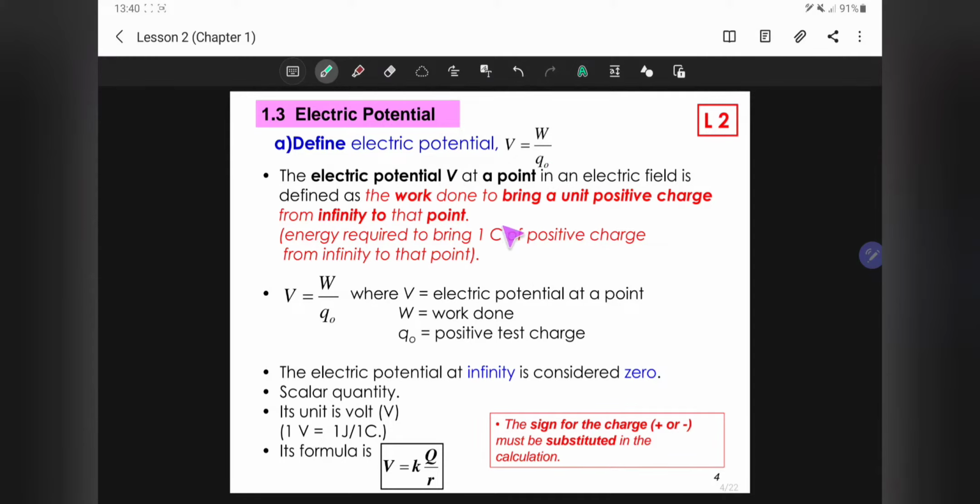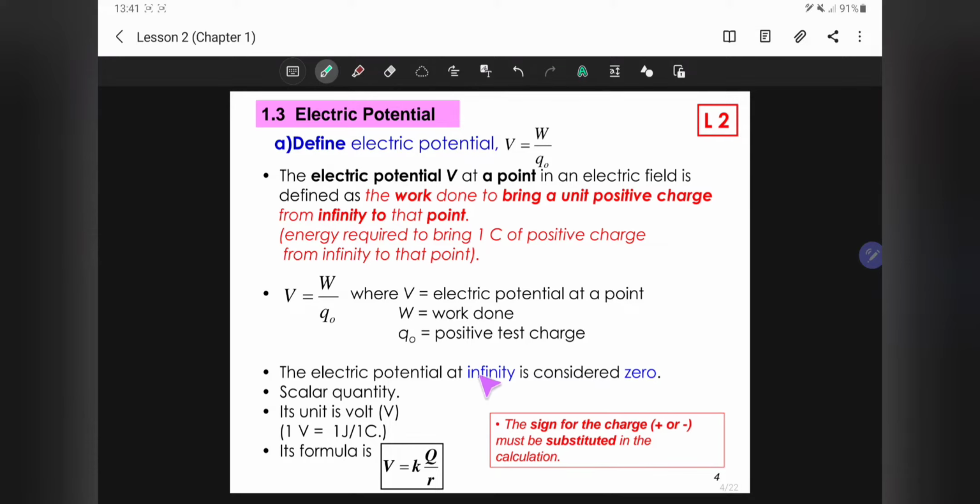So remember, this is the definition of electric potential, which is W over Q naught. W representing the work done, Q naught representing the positive test charge. Remember for our syllabus, the test charge is always positive. Sometimes the test charge can be negative, but according to our syllabus, it is always positive. And V now representing the electric potential at that point. The electric potential at infinity is considered 0.